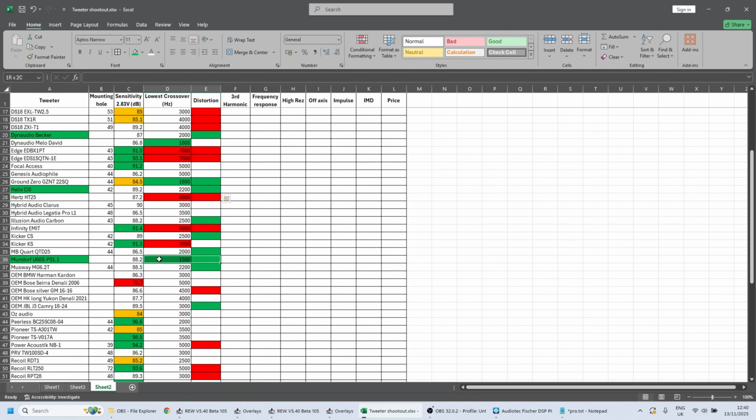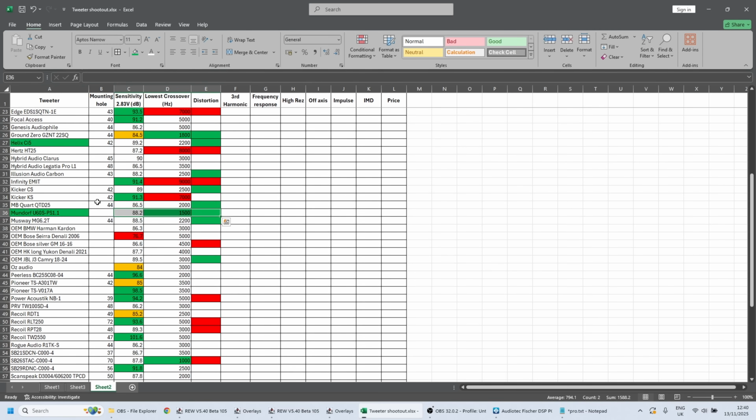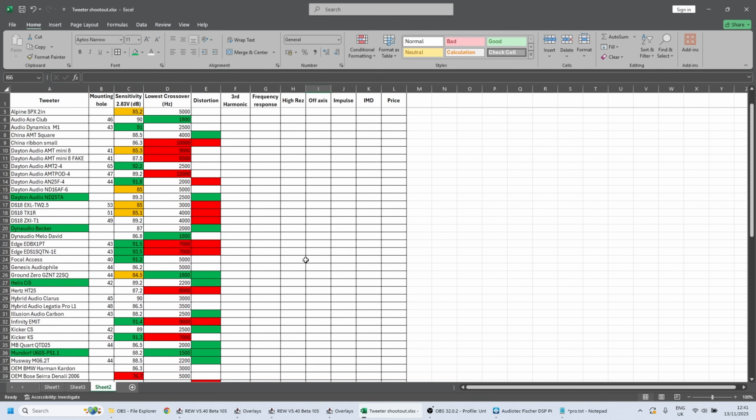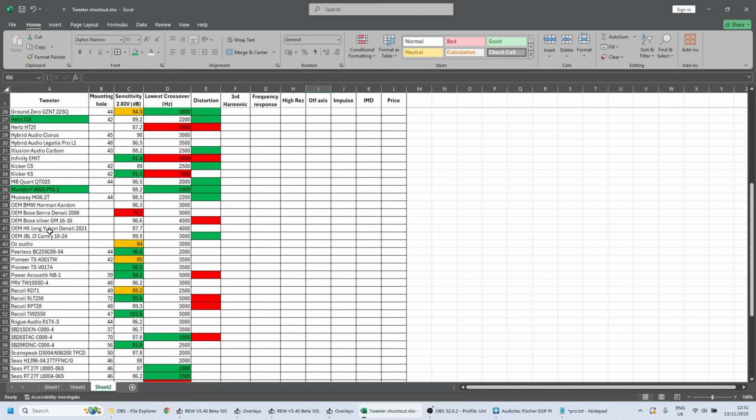Mundorf, very good. No surprise that it is that good. Stevens Audio, the only downside is that it needs a high-ish crossover, 4K, but in a three-way it's going to be perfect. And Vibe Sven, low crossover, this is nice. High sensitivity, yeah. Vibe Sven is very nice. Compared to all the other Vibes, which have bad distortion, this is good. So these are my top picks from a distortion point of view.